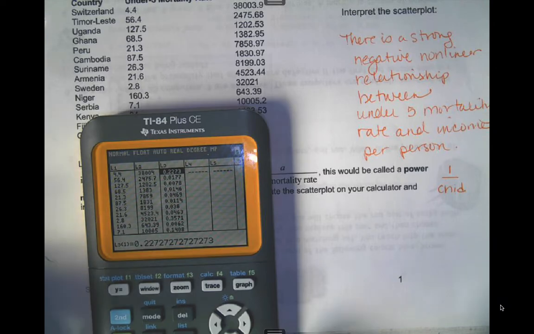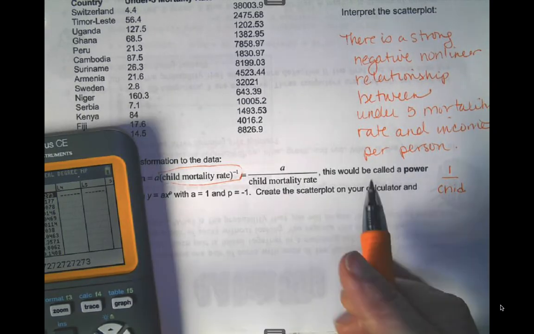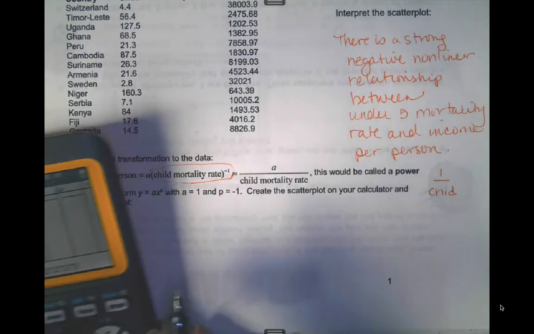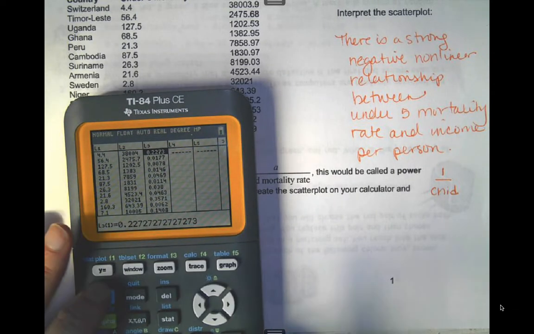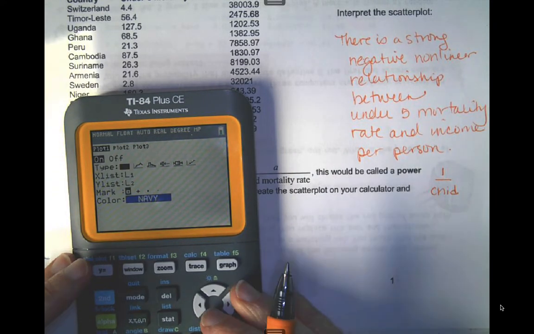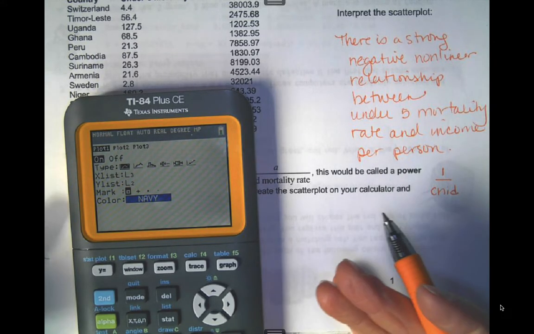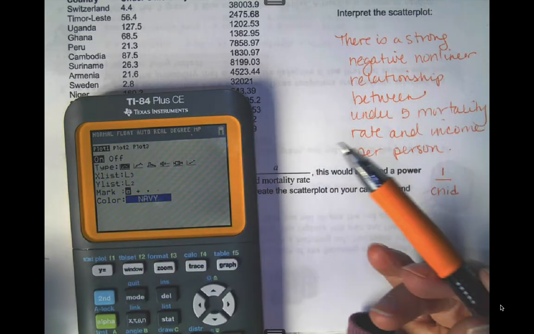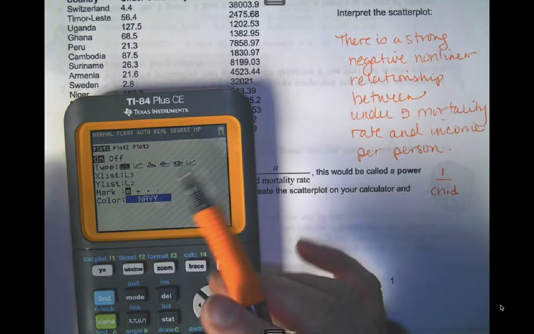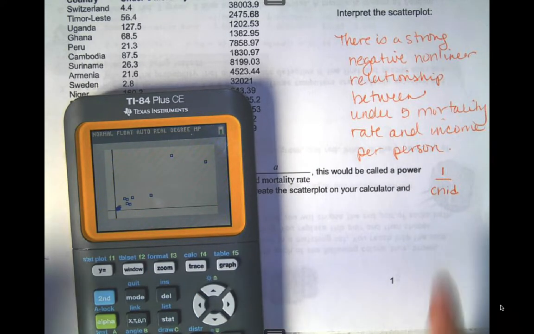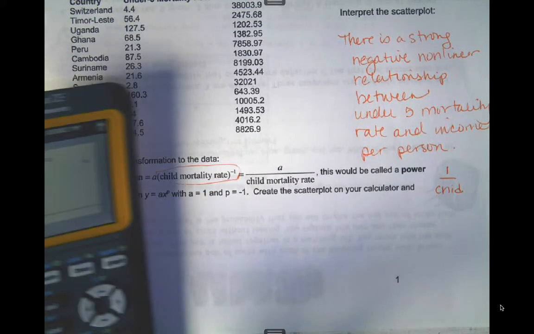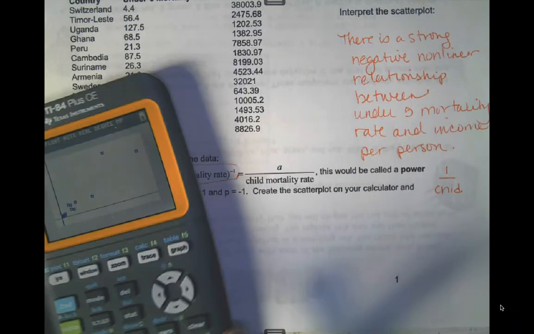So that's my new x variable. Now what I want to do is look at that scatter plot. I want to look at my new variable, my new x, which is 1 over L1, or 1 over the original x. So that's why I'm putting L3 there. I'm leaving the y, I didn't transform the y. If I look here now, it says create the scatter plot and interpret the plot.